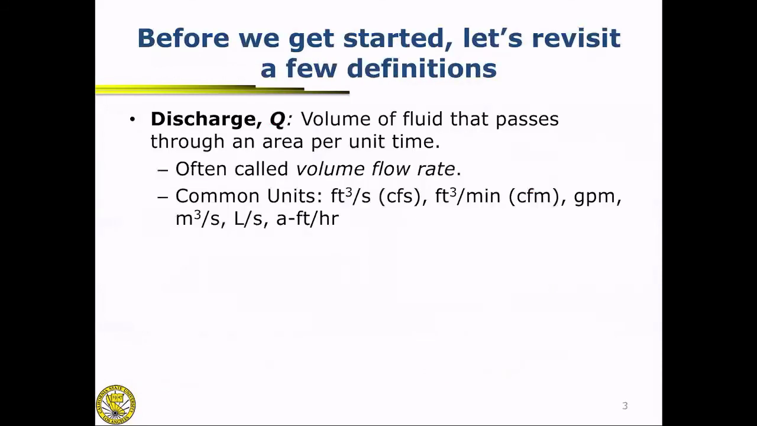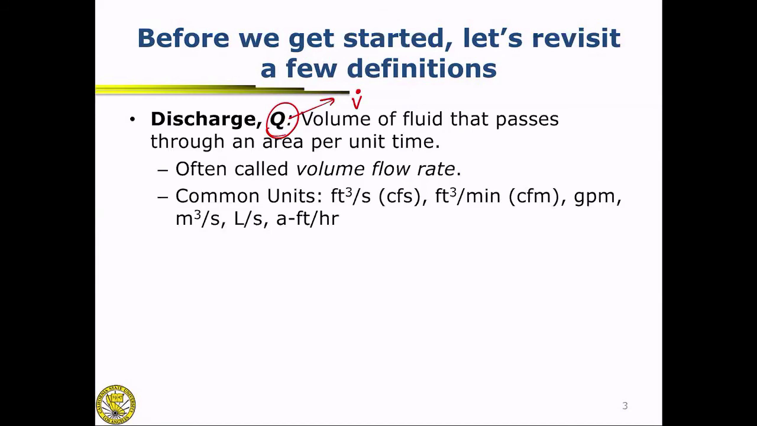We also need to make sure we are clear on the definition of discharge, also known as volumetric flow rate. The definition is the volume of fluid that passes through an area per unit time. Your book uses the notation V dot, which is the rate of change of volume with respect to time. We're not going to use that in my class just because I'm a hydrologist. We always use Q. V dot is fine, but we're going to use Q.